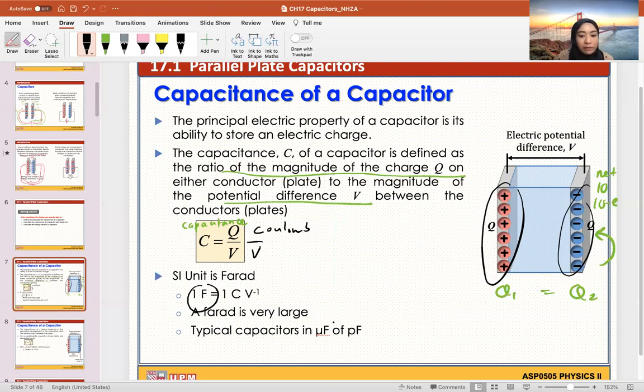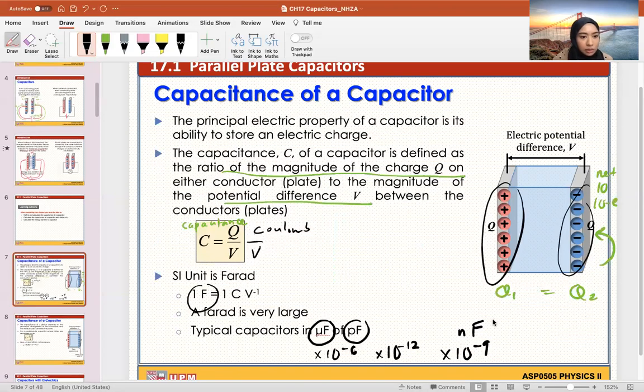So typically the values are microfarad or picofarad. Nanofarad is not typical. Microfarad is the most common value for a capacitor. What is micro? Micro is 10 to the minus 6. Pico is 10 to the minus 12. Nano is 10 to the minus 9, so this is nanofarad. Okay, so that is that.